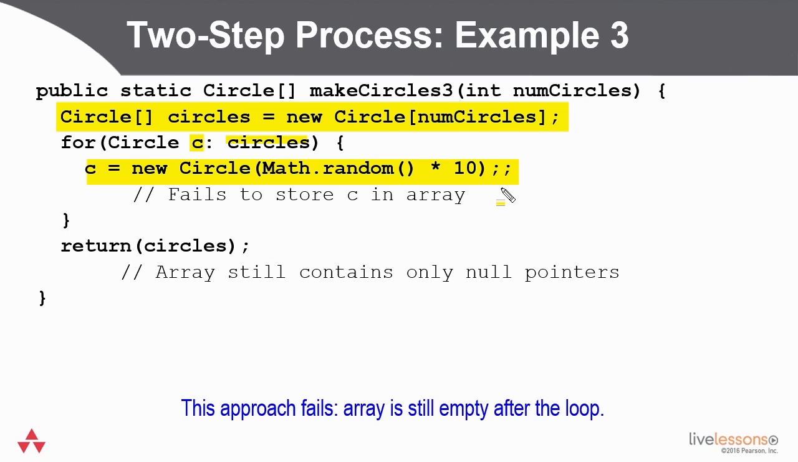And the reason that it's wrong is that you assigned a Circle object to c, but you didn't put it back into the array. To put something back into the array, you need the index. So the first of these three examples is the right way to do it. The other two examples are wrong. So allocate the array, then loop down the array with an index, and put something in at each index.